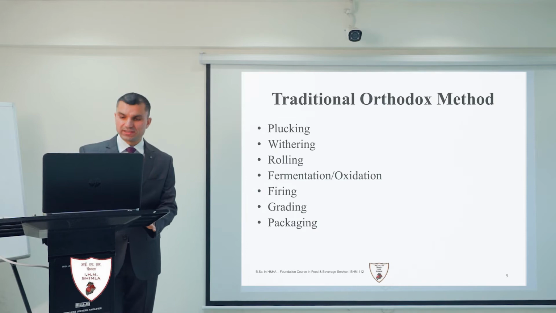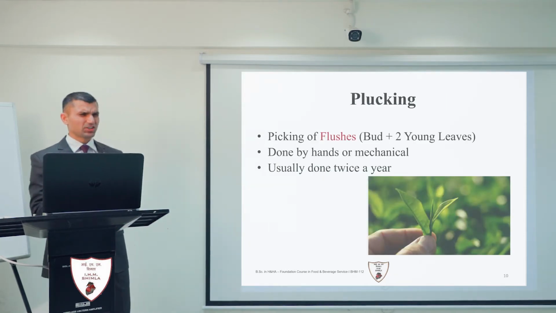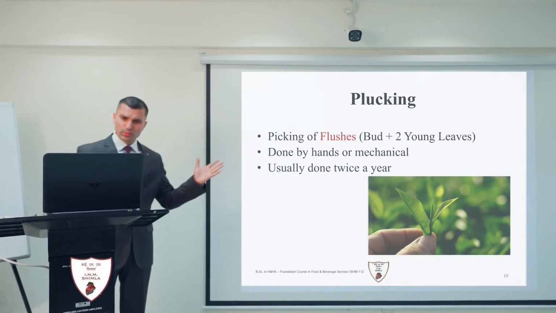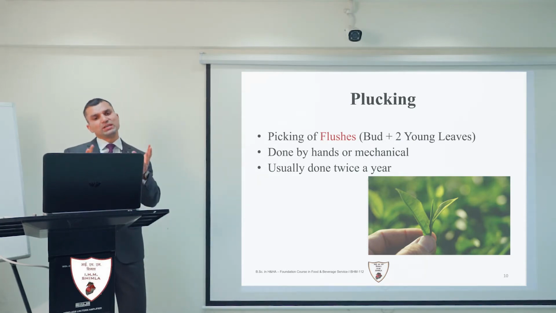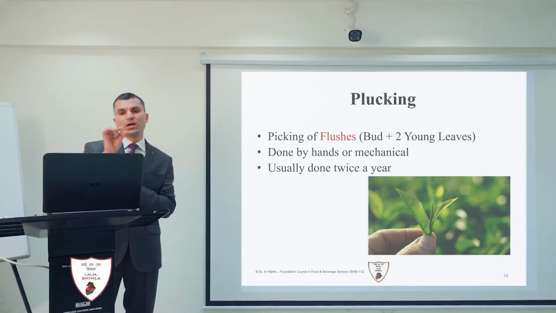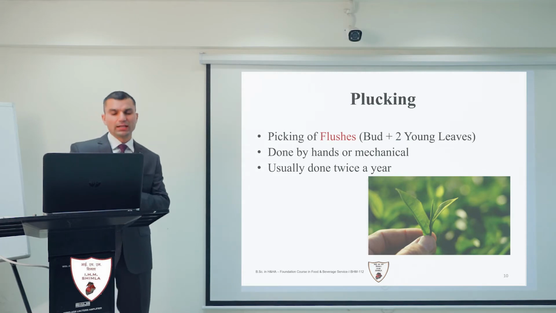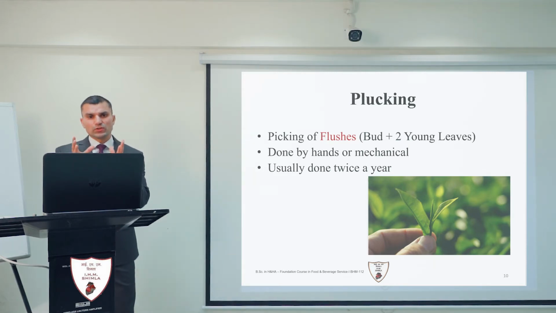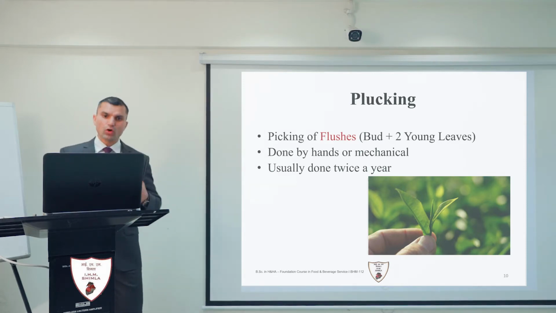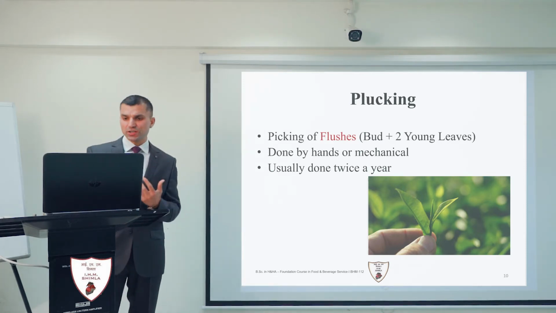The traditional orthodox method starts from plucking and goes till packaging. Let's discuss these points one by one. Coming to plucking, it's basically the picking of flushes. And what are these flushes? This is a bud, as we see in the picture. It's a bud and two young leaves. And only these flushes are used for making tea. This plucking is done by hand or by machines, and usually it's done twice a year.